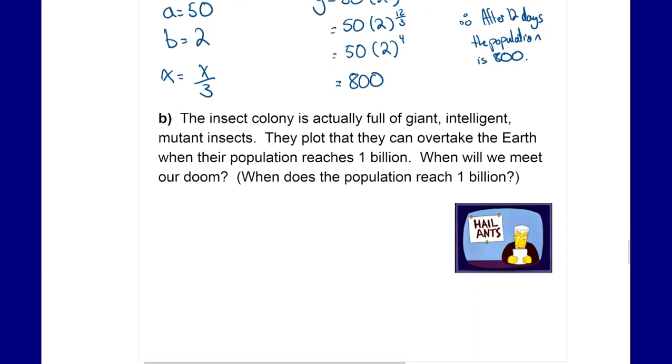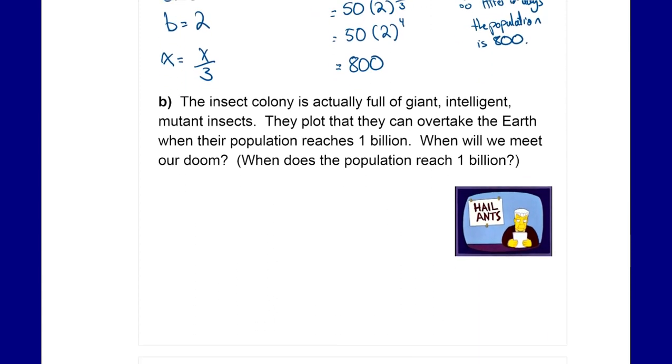For B, the insect colony is actually full of giant intelligent mutant insects. They plot that they can overtake the Earth when their population reaches 1 billion. When will we meet our doom? Or basically, when will their population reach 1 billion? So in this case, we're going to take our formula, y equals 50 times 2 to the power of X divided by 3. Because we're looking for the population when it reaches 1 billion, that's our future amount. So we know that y is going to equal 1 billion.